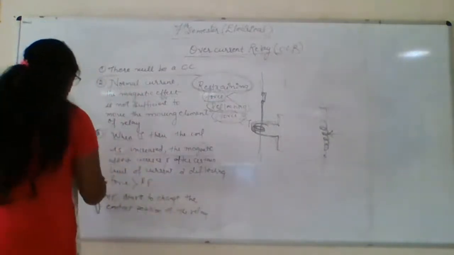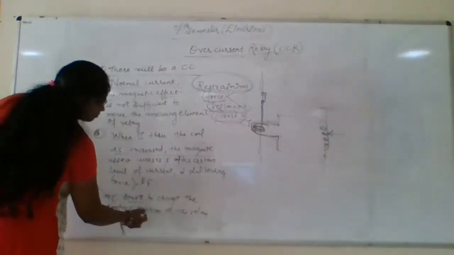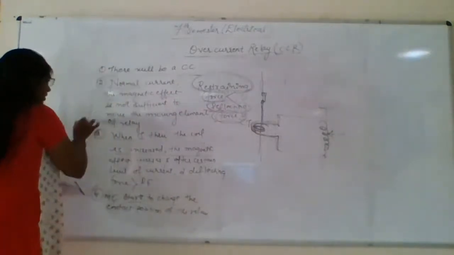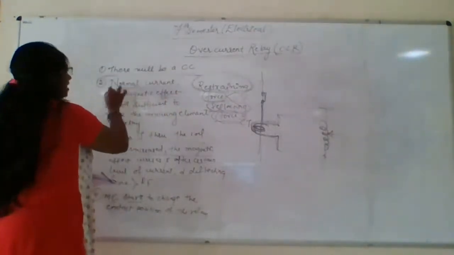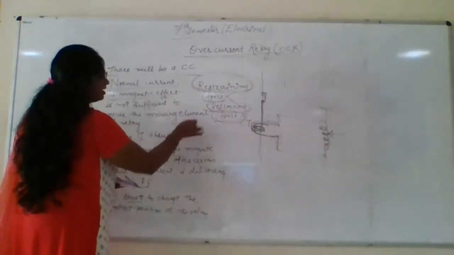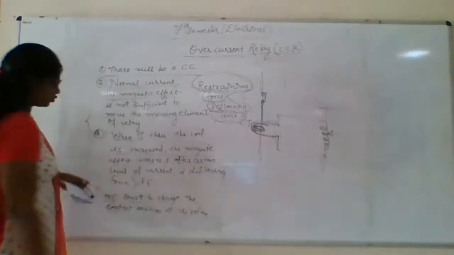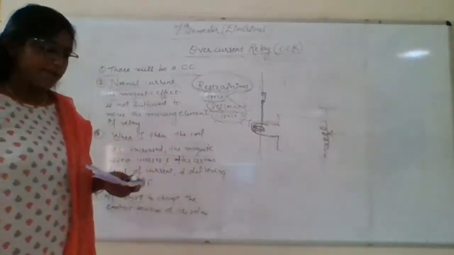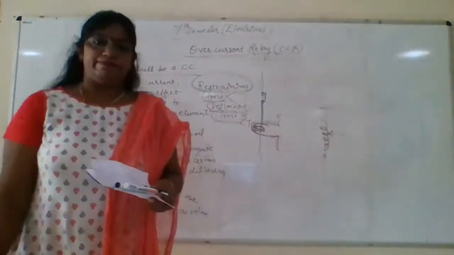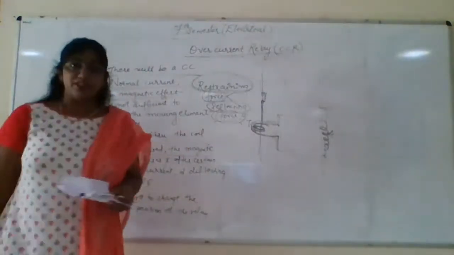Fine. So, fourth one. This is the moving element starting to change the contact position of the relay. So finally, these are the four working conditions. There will be a CC, then normal current with restraining force greater than deflecting force. When current exceeds, the deflecting force is greater than restraining force, and fourth, the moving element starts to change the contact position of the relay in order to break the circuit from the healthy line. Fine. So this is the working of overcurrent relay. This is very important from the examination point of view.